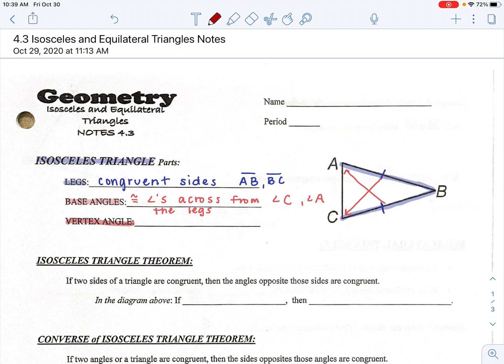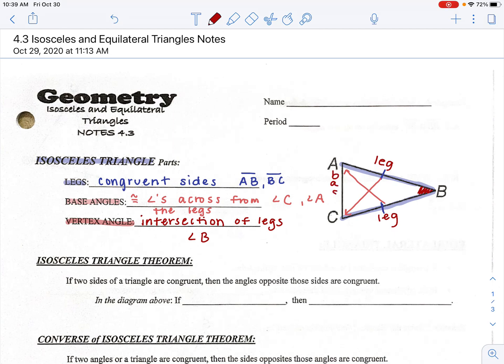And then finally, your vertex angle. The vertex angle is the intersection of the legs. So it's where your two legs meet. In this picture, our two legs meet at angle B. So that would be our vertex angle.